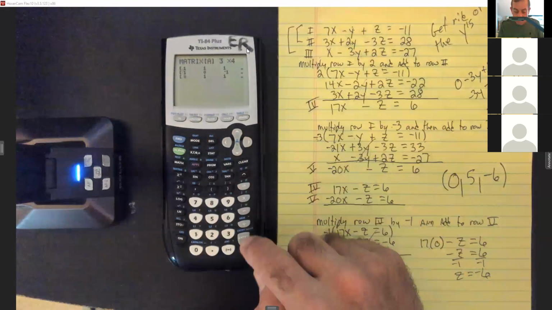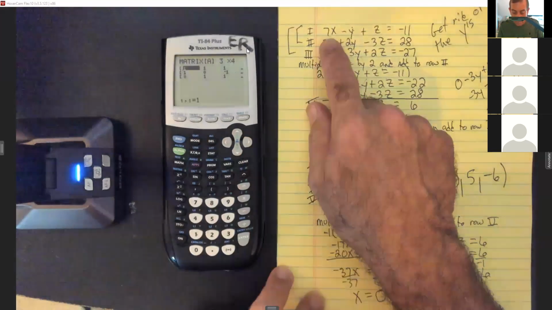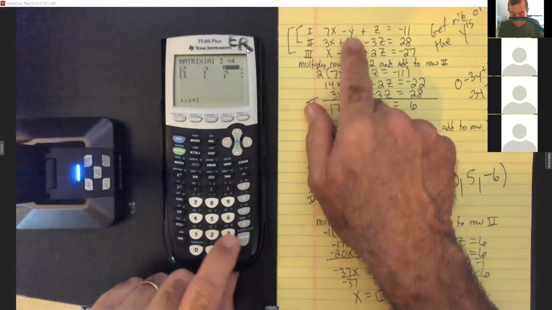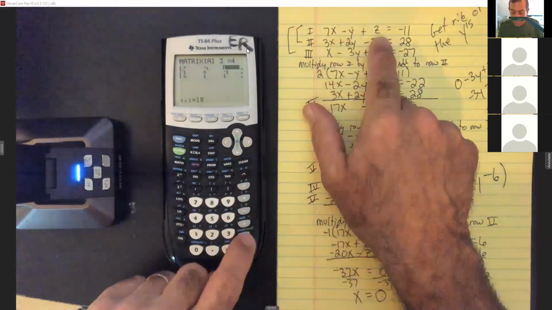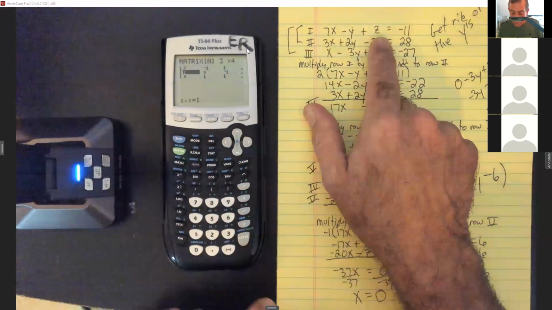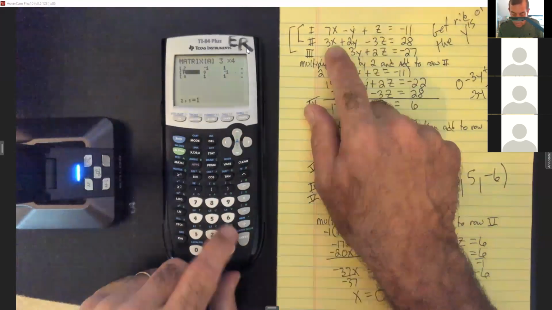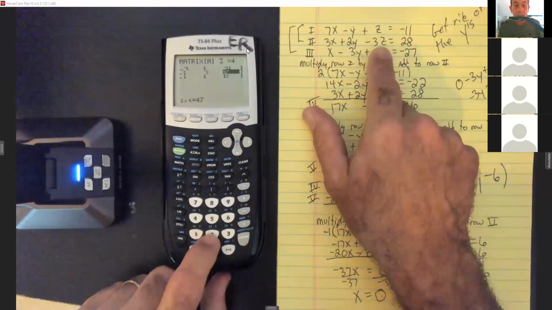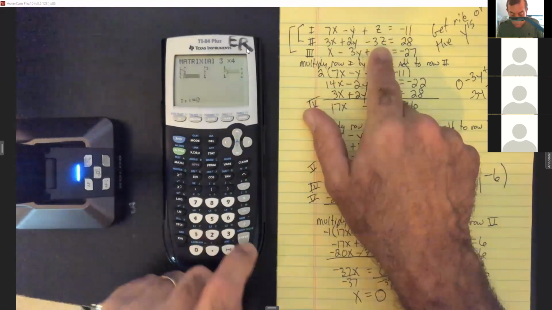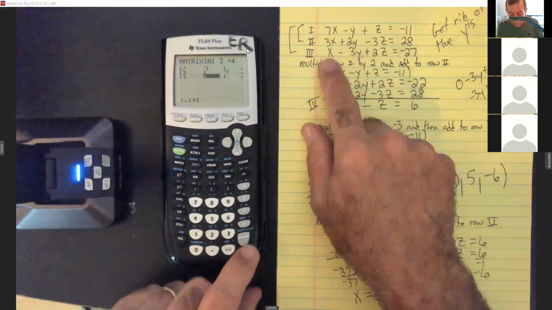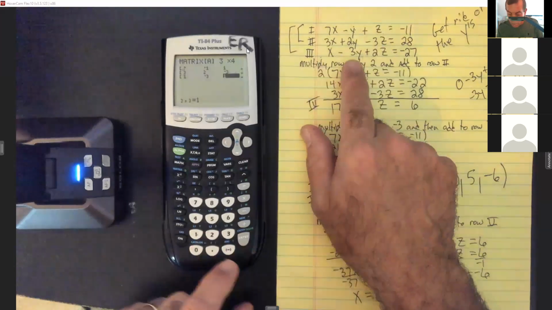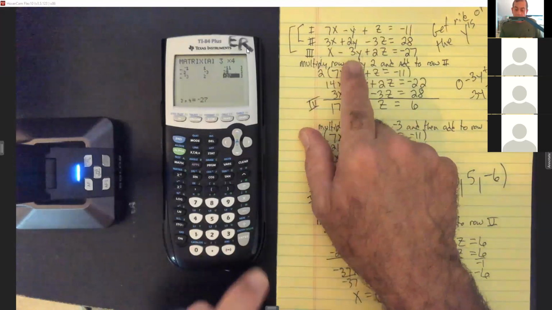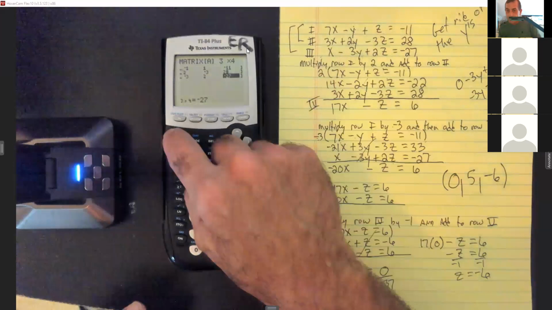Now we just put our numbers, 7, negative 1, 1, negative 11. The next row would be 3, 2, negative 3, 28. Then the last row would be 1, negative 3, 2, negative 27. So you got all that in, quit the screen.